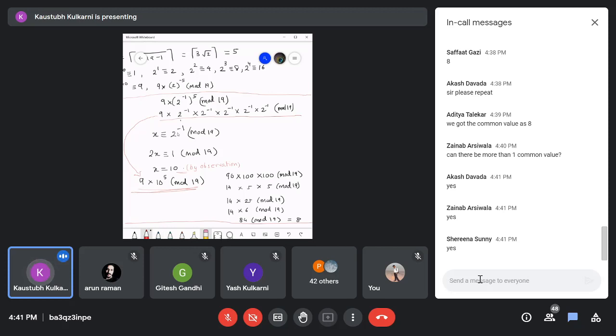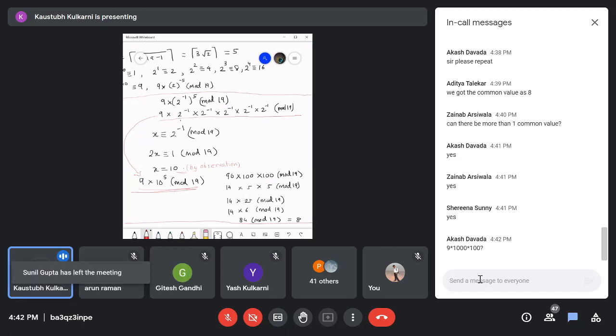Now how can I find that? For that, I split 9 into 10 raised to 5 into something for which we can directly calculate mod 19, that is, the remainder. So I broke this down into 9 into 100 into 100. You can also break it down into, let's say, 9 into 1000 into 100 mod 19. It is up to you. That would also be fine. Okay.